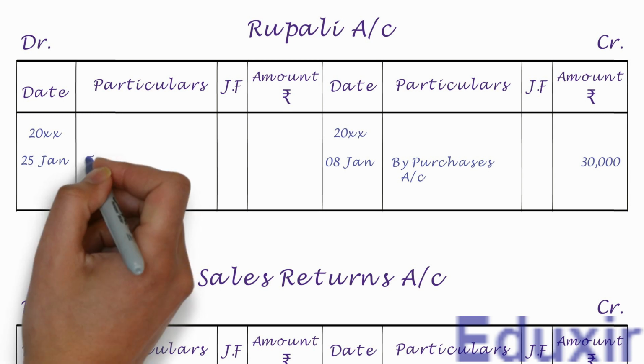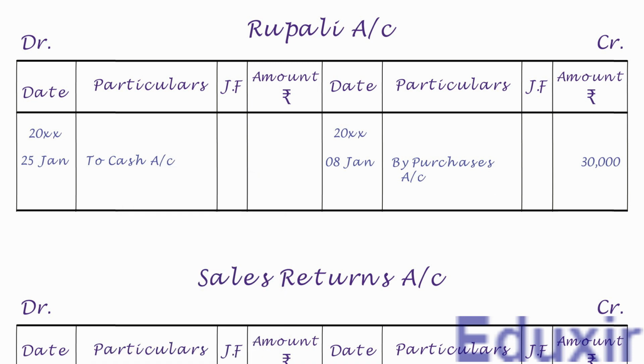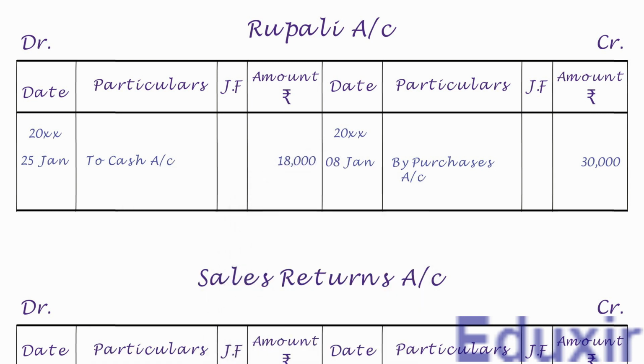We need to write to cash account into the particulars column. Let us write the debit amount of 18,000 rupees into the amount column. With that, we have completed the posting of this journal entry into Rupali account. Let us now take up the next entry.